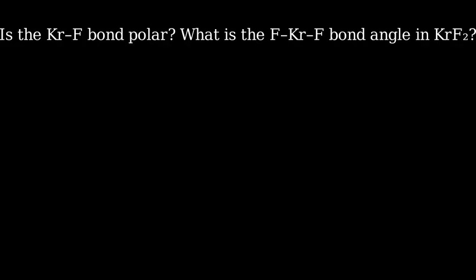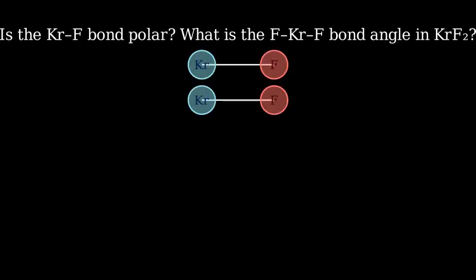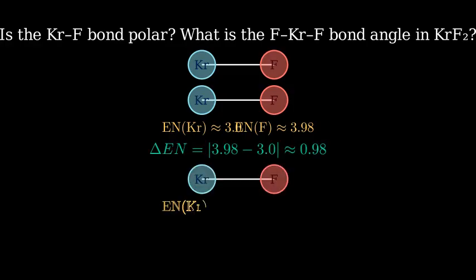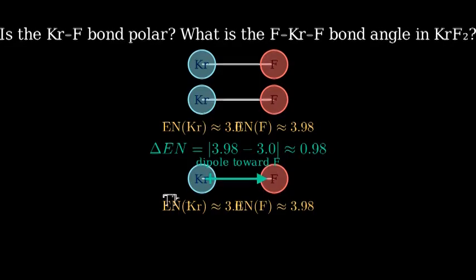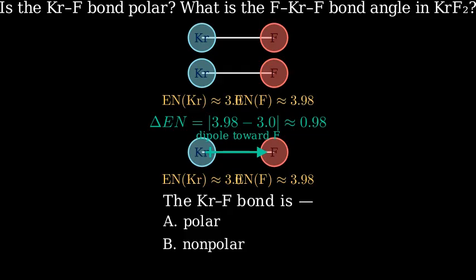Let's visualize the krypton-fluorine bond and compare electronegativities. Fluorine is about 3.98 on the Pauling scale, and krypton is around 3.0. So the difference is about 0.98, which is bigger than about 0.4 to 0.5, our typical nonpolar cutoff. That means electrons are pulled more toward fluorine, making the bond polar. So the krypton-fluorine bond is polar.